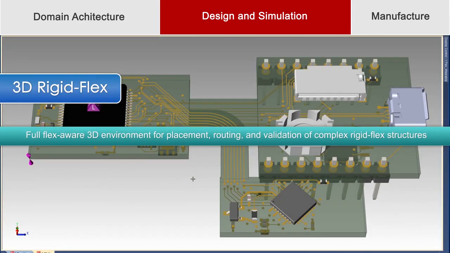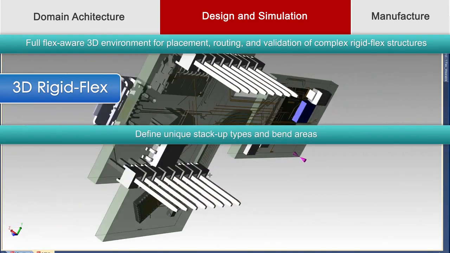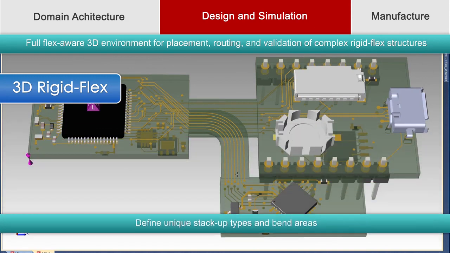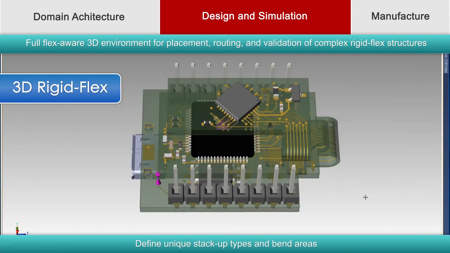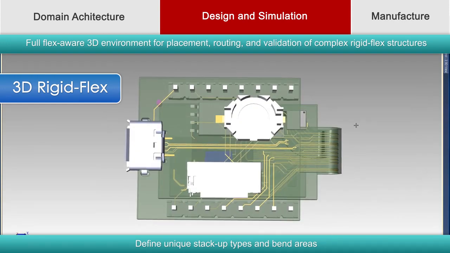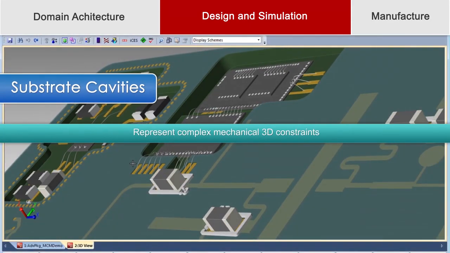Xpedition simplifies the design process from creation of complex rigid flex stackups to definition of bend areas with associated constraints to accurate output for manufacturing. Intelligent recognition of flex design elements lets you make changes at any point to optimize the rigid flex system, helping you achieve smaller, cheaper, and more reliable products.